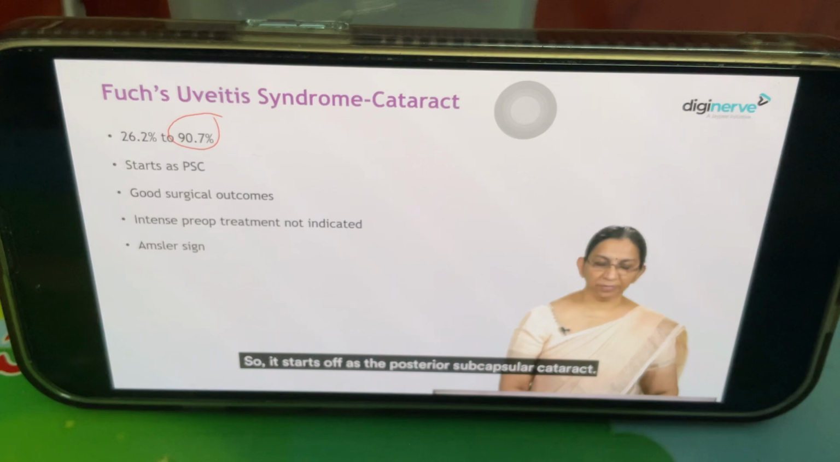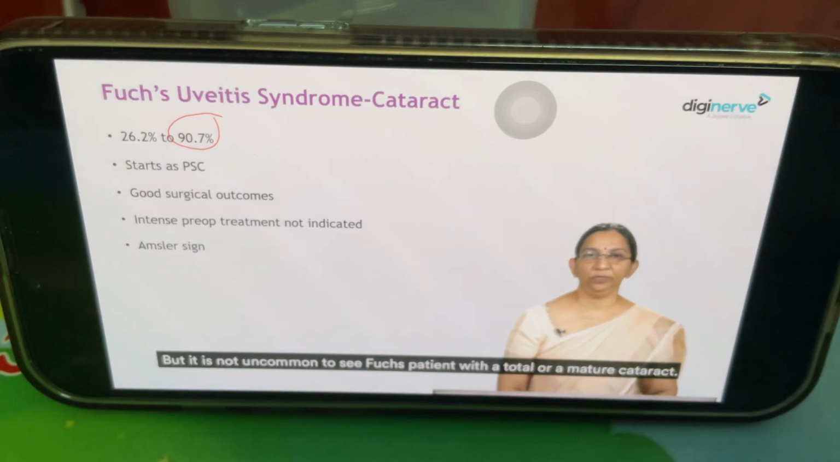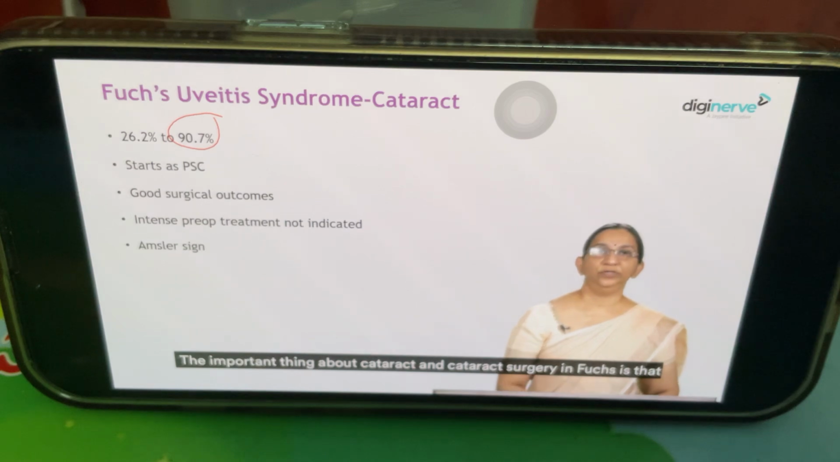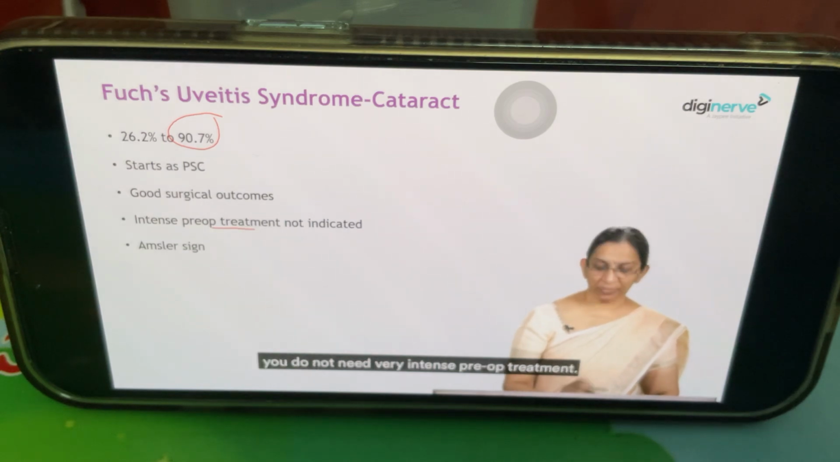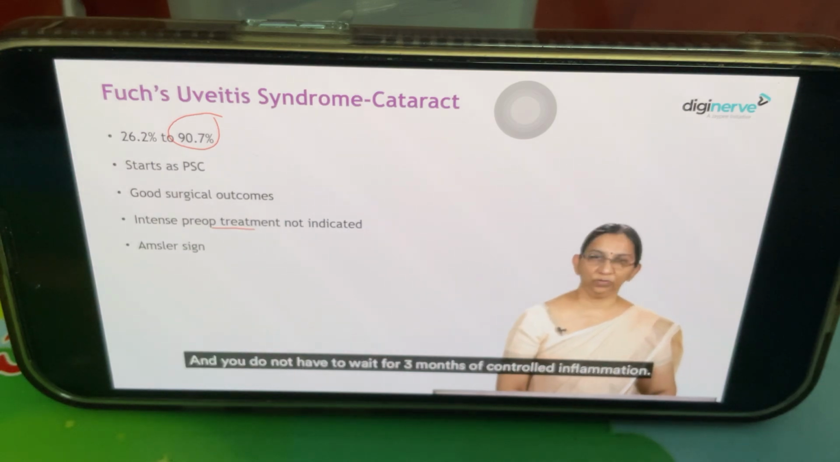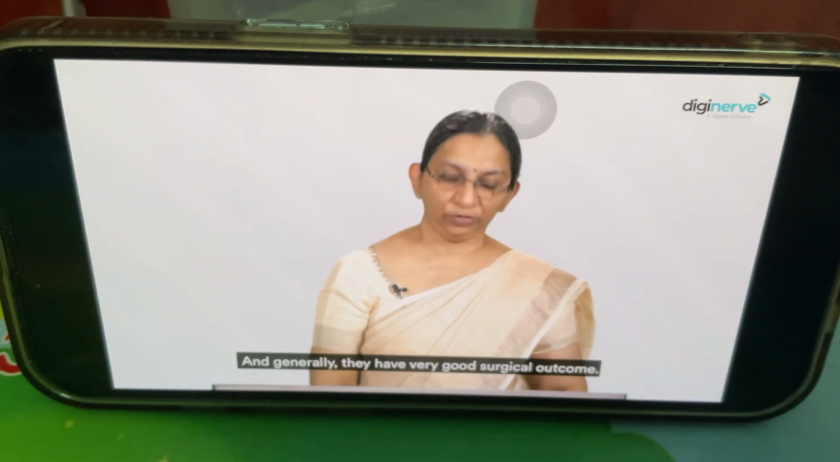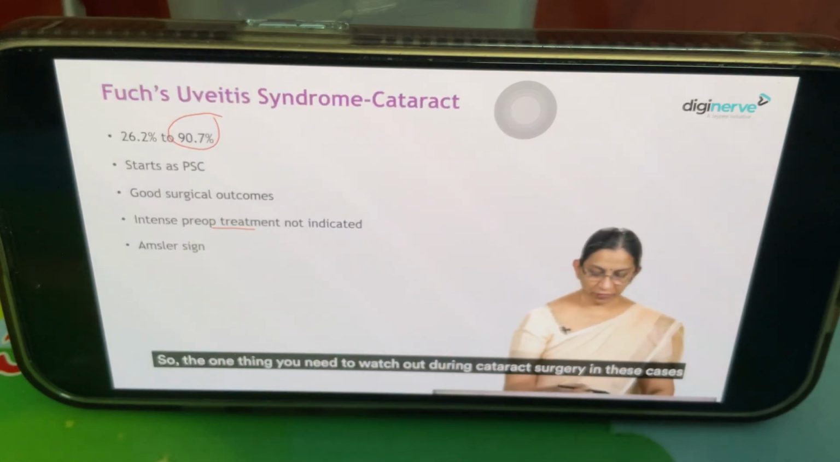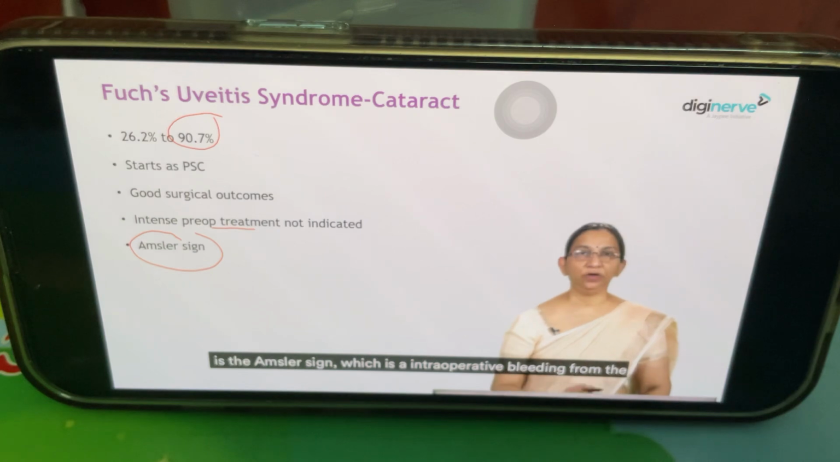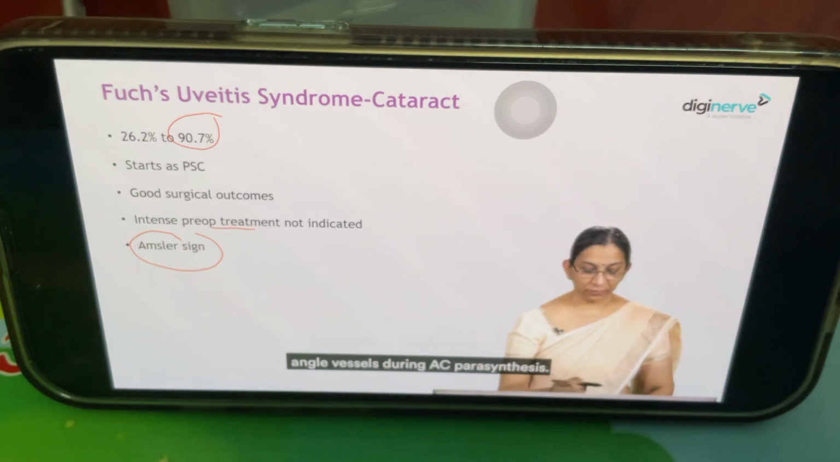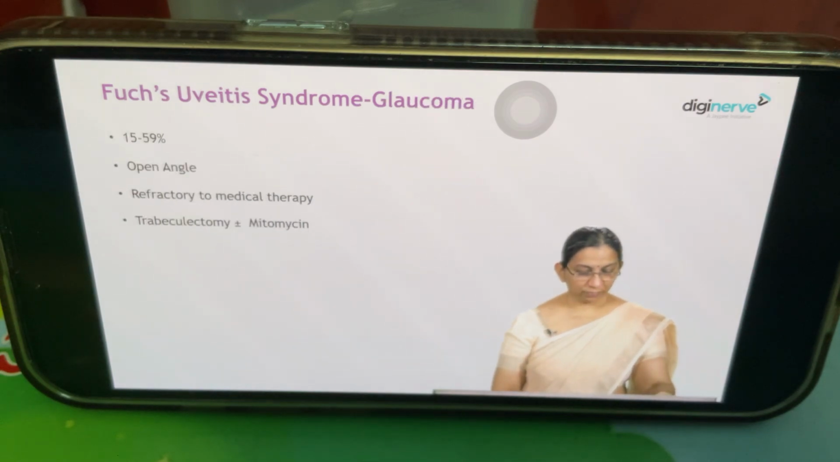So it starts off as a posterior subcapsular cataract, but it's not uncommon to see Fuchs patient with a total or a mature cataract. The important thing about cataract and cataract surgery in Fuchs is that you don't need very intense pre-op treatments and you don't have to wait for 3 months of controlled inflammation. And generally, they have very good surgical outcome. So the one thing you need to watch out during cataract surgery in these cases is the Amsler sign, which is an intraoperative bleeding from the angle vessels during AC paracentesis. And this is because the fragile vessels in the angle, they bleed when there is a sudden decompression.